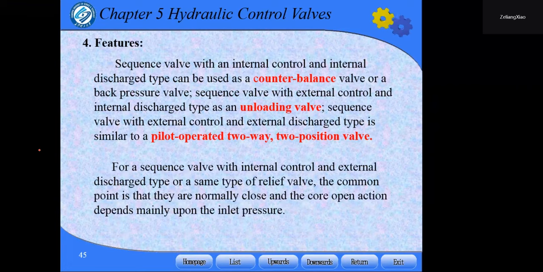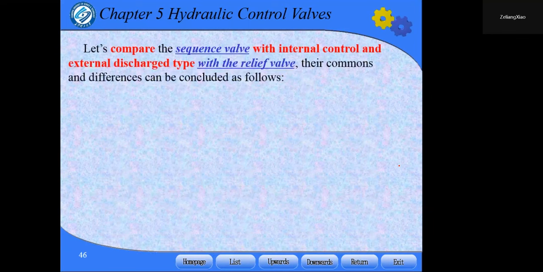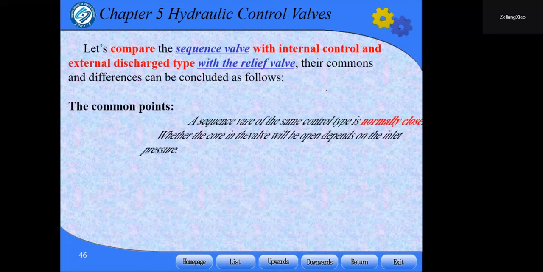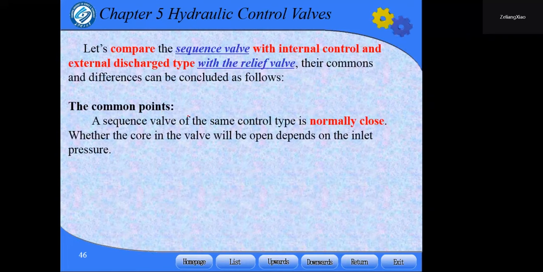So, following the control and discharge, at the same time removing from the control point, that is slowly closed or open. A valve with external control and external discharge. Compared with the relief valve, commonalities and differences can be concluded as follows. Common points: a sequence valve with the same control type is normally closed.